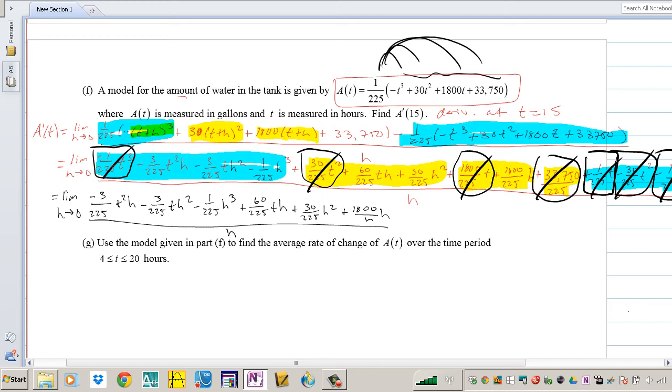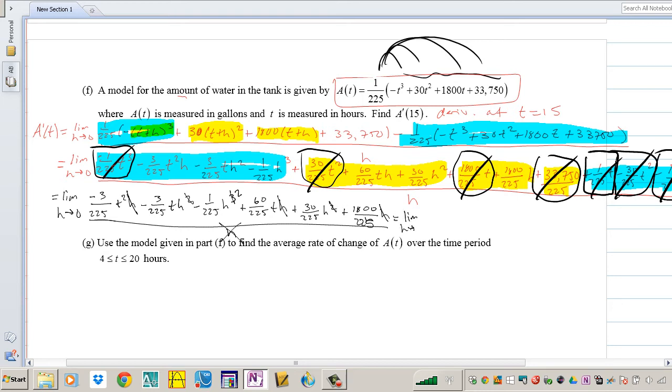Okay, so I rewrote everything that survived, and I have an h in the bottom that needs to cancel. So I cancel it with this one. The square goes away, the cube becomes a square, that h goes away, that is just h, and that h goes away. Oh, I messed up over here in the bottom. It's supposed to be 225. Alright, so let's see what's left.